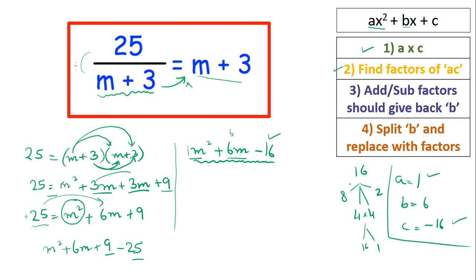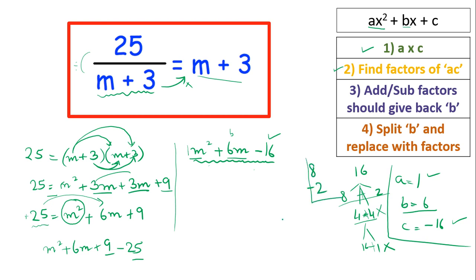Now, once I have my factors written down, what's the third step? Add or subtract the factors, which should give back my b. What's my b here? It's 6. Now, subtracting or adding the factors here, I should be getting my 6. If I do 16 minus 1, I get 15. If I do 16 plus 1, I get 17. No, this is not an option. If I go ahead with 4 and 4, 4 minus 4 is 0, 4 plus 4 is 8. No, this is again not an option. Then I have 8 and 2. If I do 8 minus 2, I get 6. If I do 8 plus 2, I get 10. So that means I can go ahead with 8 and a minus 2.